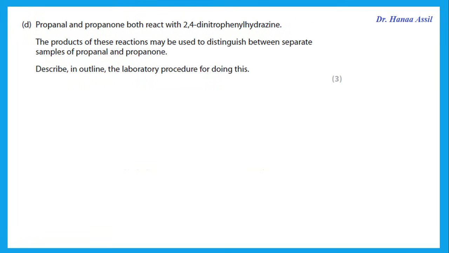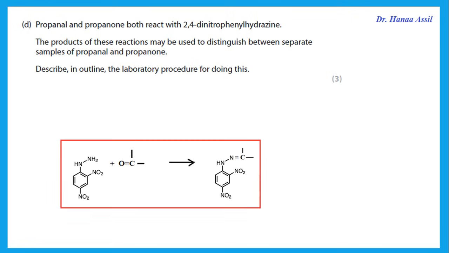Propanal and propanone both react with 2,4-dinitrophenylhydrazine. The products of these reactions may be used to distinguish between samples of propanal and propanone. Describe in outline the laboratory procedure for doing this. Remember that 2,4-dinitrophenylhydrazine is that compound on the left.